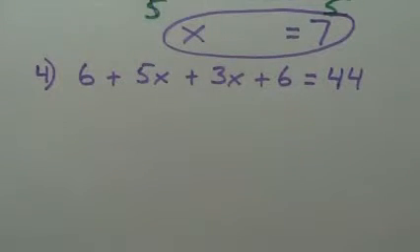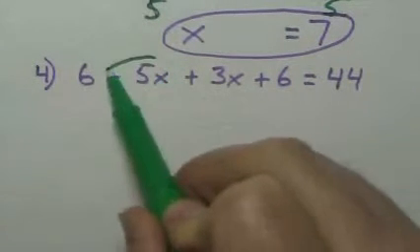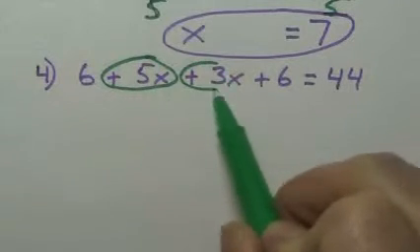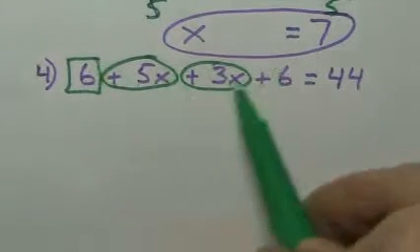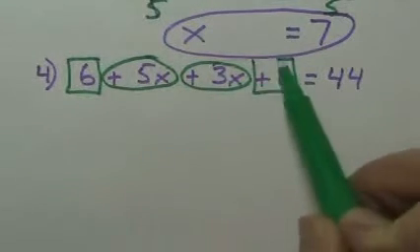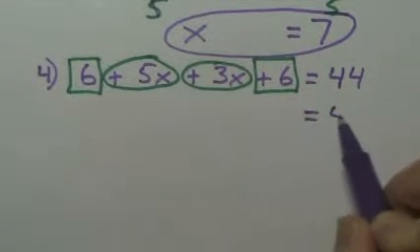Okay, here's number 4. Fourth example. Okay, let's put together our like terms. Let's see what they are. First of all, notice I have a positive 5x and a positive 3x. Those I can put together. Then I have a constant of 6, a positive 6, and another constant of positive 6. So those all I can add together, and they all equal 44.